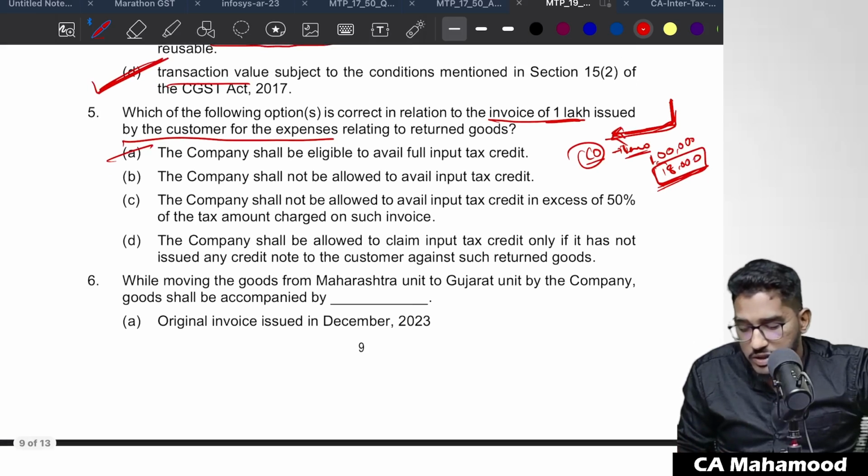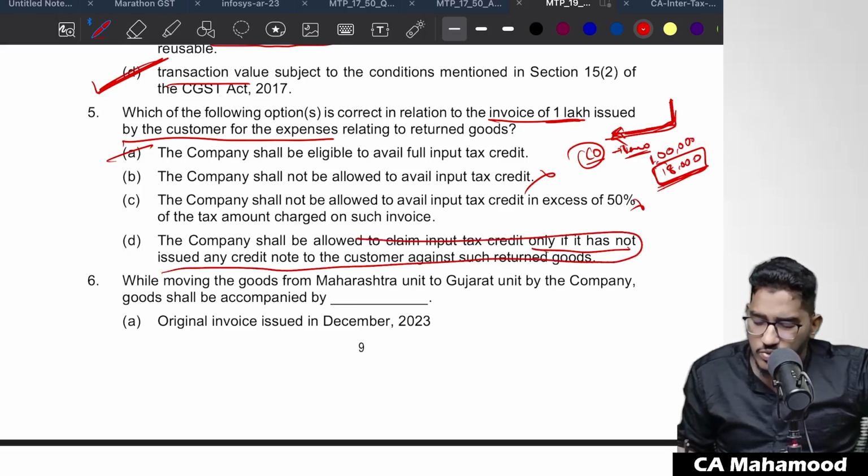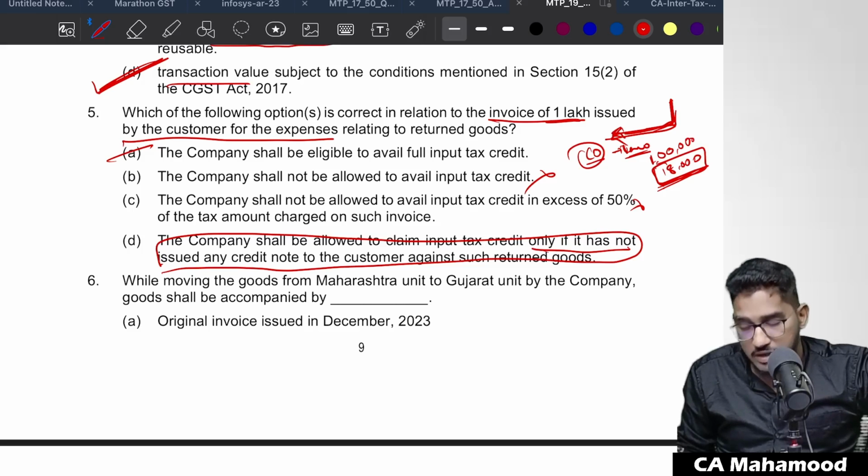The company shall not be allowed to avail input tax credit. No. The company shall not be allowed to avail input tax credit in excess of 50%. No. The company shall be allowed to claim input tax credit only if it has not issued any credit note to the customer against such return goods. No, there is no such condition. So they have got it back and they have billed it, so you can happily claim that input tax credit.